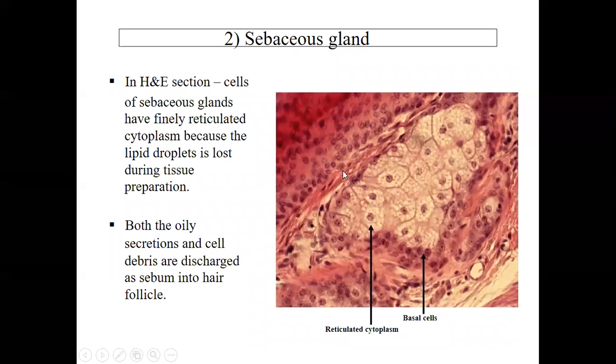Under H&E staining, the cells of the sebaceous gland have finely reticulated cytoplasm. You can see here it appears reticulated, like foamy, due to the loss of lipid during tissue preparation. That is the reason it appears like that. Both the oily secretion and cell debris are discharged as sebum into the hair follicle.